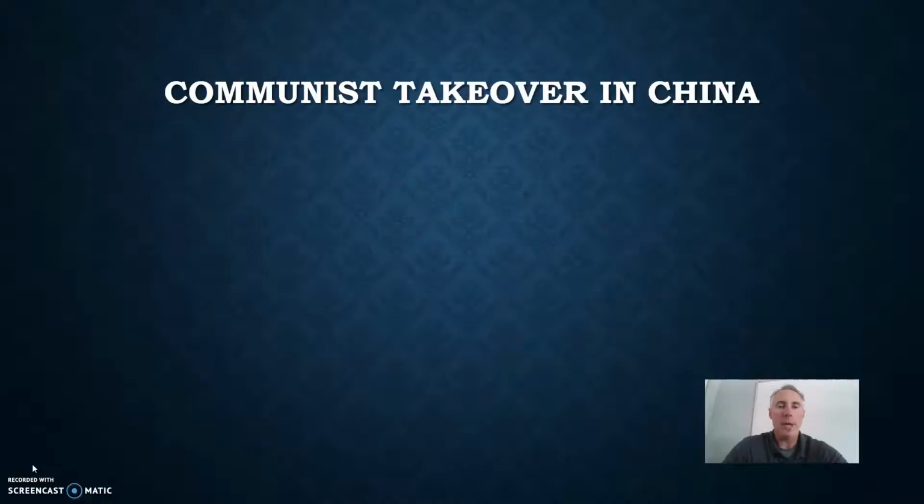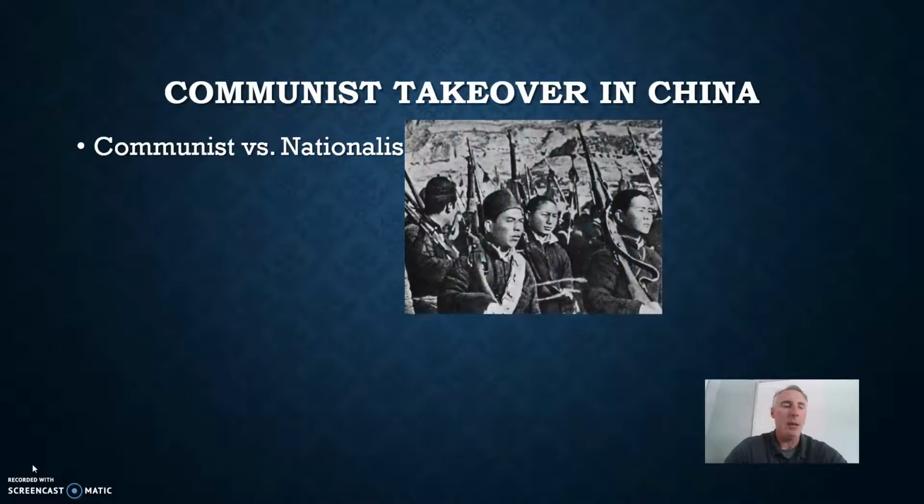So first, let's talk about the communist takeover in China. Now, the conflict between the communists and the nationalists that was taking place in the 1920s and 30s was put on hold with the Japanese invasion of 1931. Once the war was over, though, the two sides went back at it, okay? And it was a particularly brutal civil war. It was a conflict that killed millions through the fighting and starvation as well.